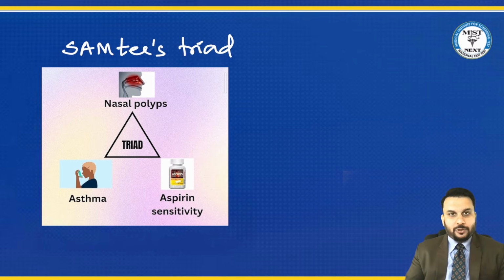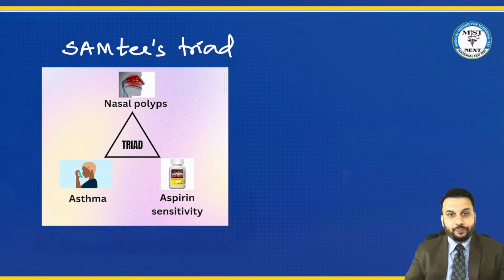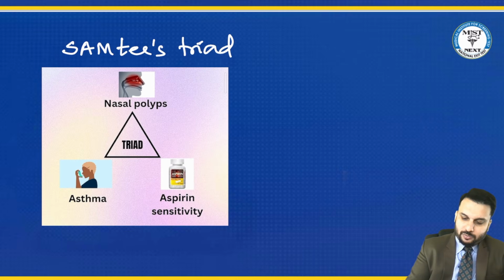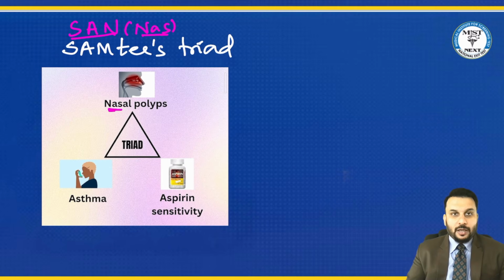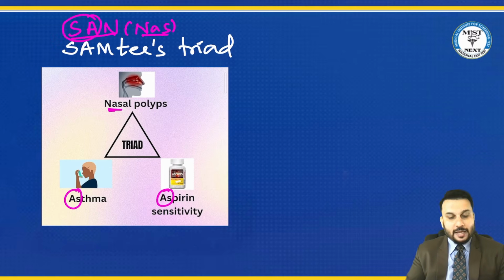So what happens in Samter's triad? You have nasal polyps, asthma, and aspirin sensitivity. That's what is happening here. Let's remember it like this, I always tell: NAS, if you read it like that, will remind you of nasal polyps. And the AS you have to remember for asthma associated with aspirin.